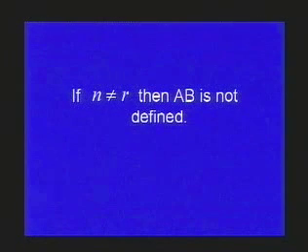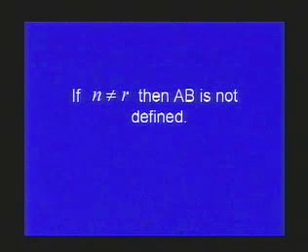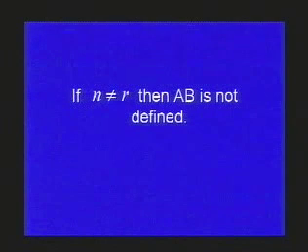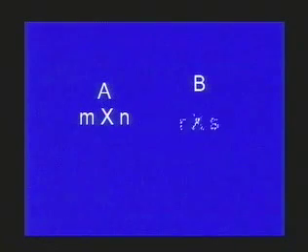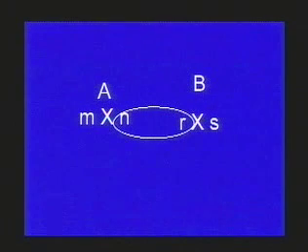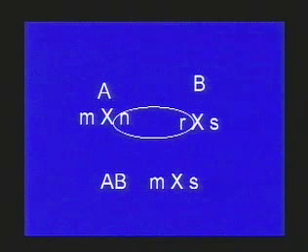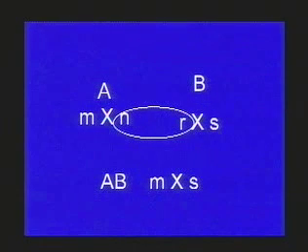We had said all this would work if n was equal to r. If n is not equal to r, AB is not defined. We're not allowed to multiply two matrices that don't have those inner dimensions corresponding. Here's what I mean by that. If we have A, which is an m by n matrix, and B, which is an r by s matrix, n and r have to be the same values. Then the product AB would be m by s, the outer two dimensions. So the inner two have to match. The outer two give you the size of the product.